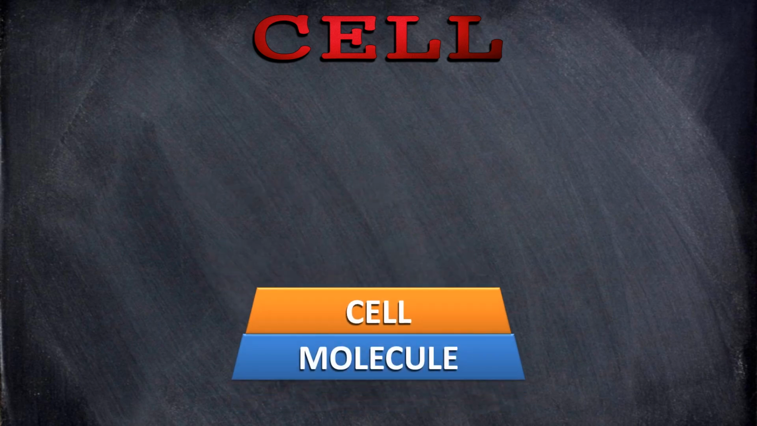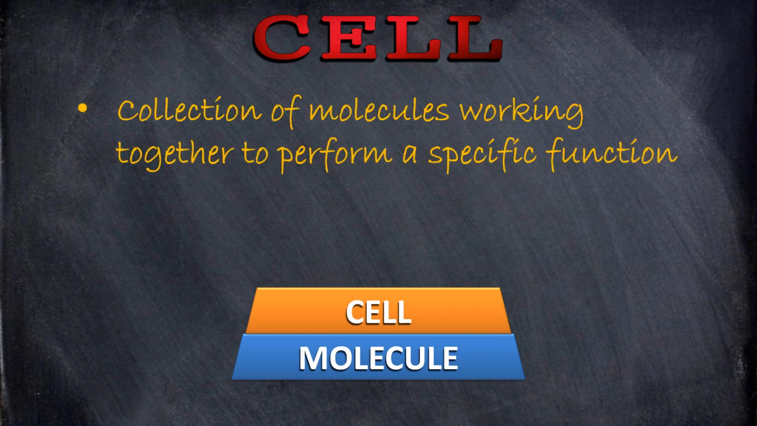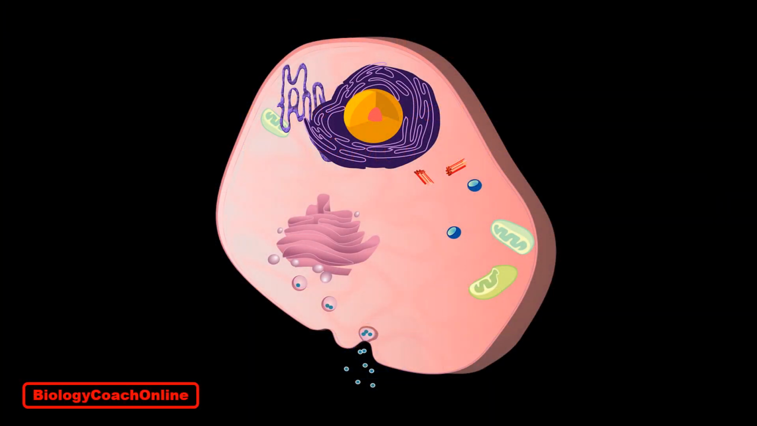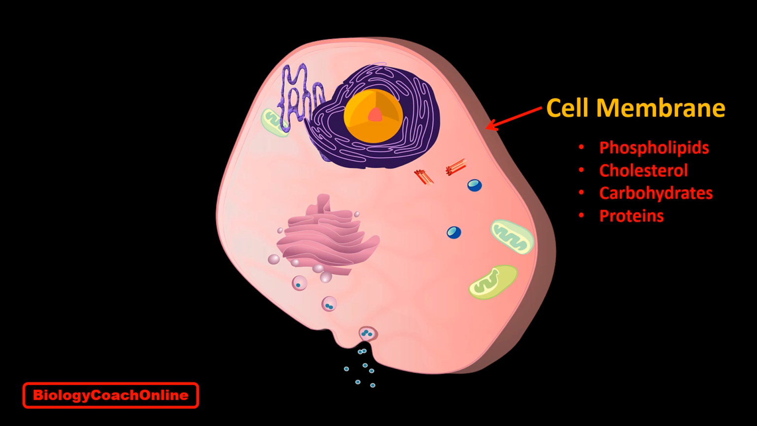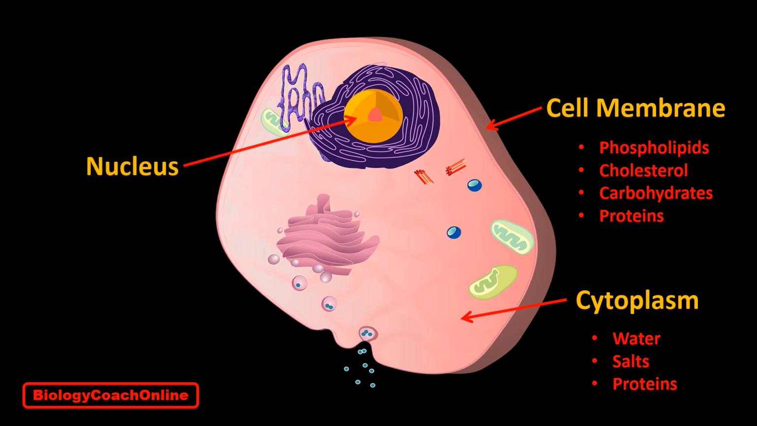Next up we have the cell. When we think of the biological hierarchy and one level building on the previous level, then a cell is nothing more than a bundle of molecules working together to perform a common function. So, for example, a cell is bound by its plasma or cell membrane, which is constructed of millions of phospholipid molecules, cholesterol, and various carbohydrate and protein molecules. The cell is filled with viscous cytoplasm, which is mostly water but also contains various salts and proteins, and the cell nucleus contains, among other things, the nucleic acids DNA and RNA.